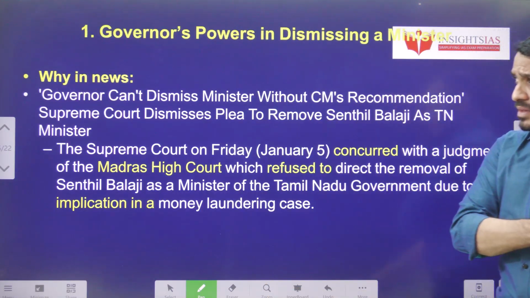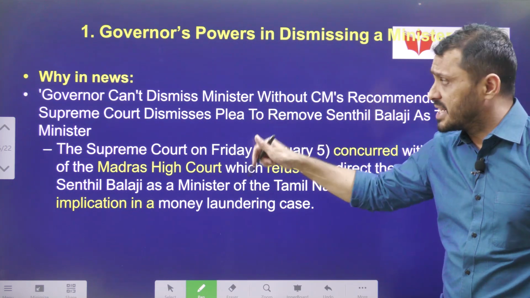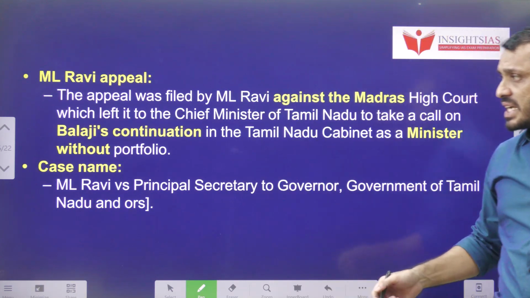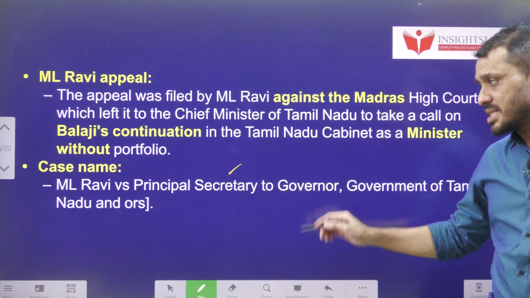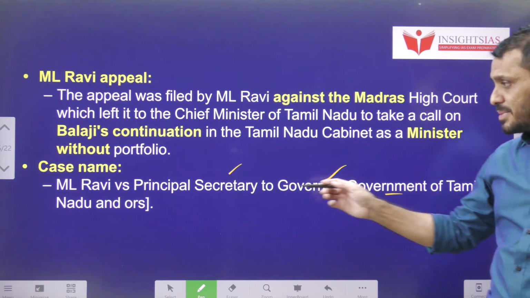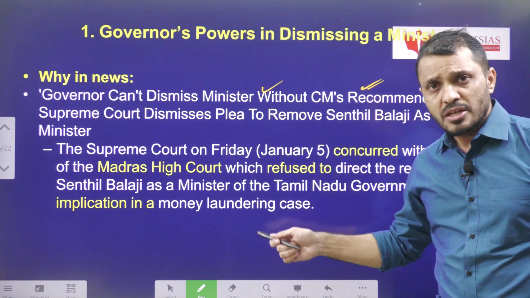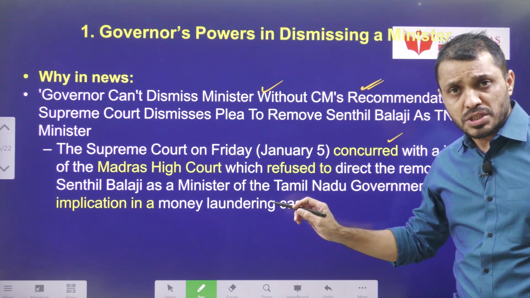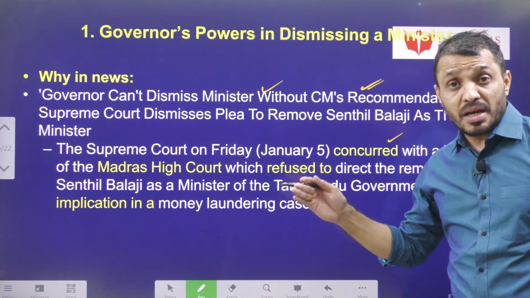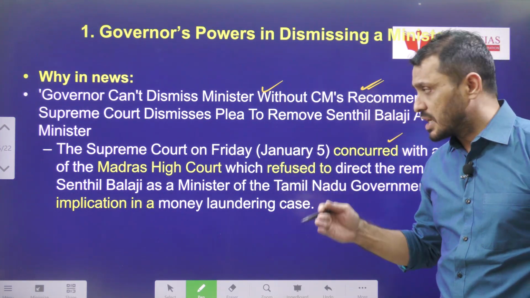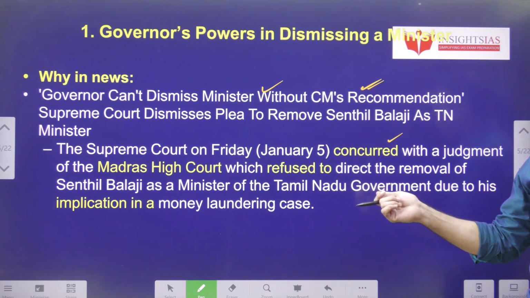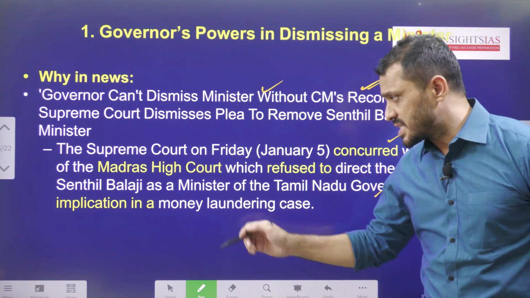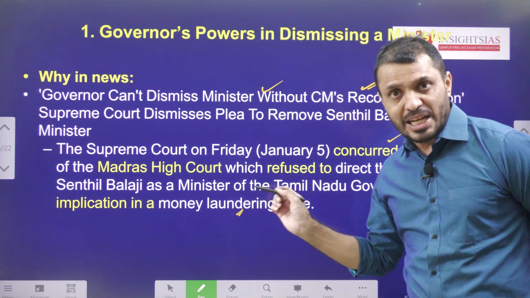Now let's see the context. The governor cannot dismiss a minister without the CM's recommendation. These are the observations made by the Supreme Court in the case of M.L. Ravi versus Principal Secretary to Governor, Government of Tamil Nadu. In this, the Supreme Court supported the judgment given by the Madras High Court. The Madras High Court gave a judgment that Senthil Balaji cannot be dismissed by the governor. Meanwhile, you have to know that Senthil Balaji, as a minister of the Tamil Nadu government, was facing charges related to the Money Laundering Act.